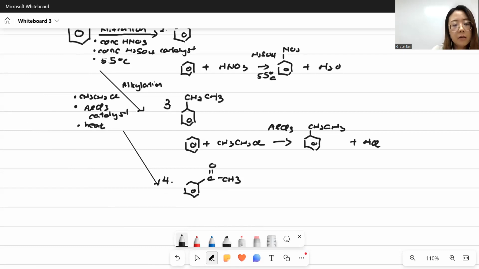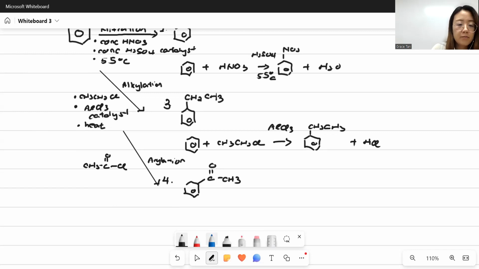Okay, now this is called acylation. I'll write it here. Acylation is a C double bond O with an R. So we will need an acyl chloride group. That looks something like this. Acyl chloride is C double bond O Cl.